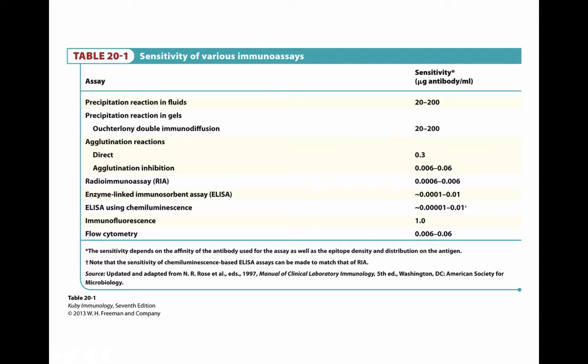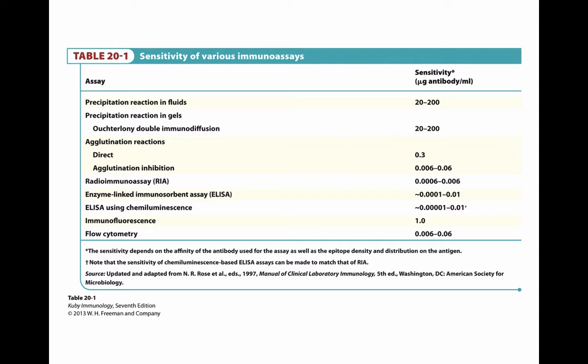Precipitation reactions in gels, you can do what's called the Ochterlony test, and it's a double immunodiffusion so that you get that smiley face, clear zone, cloudy zone in agar media. There's other direct agglutination reactions, and they can be much more sensitive, especially in small volumes. Probably the most sensitive is the radioimmunoassays, and you use that to test for specific antigens in the bloodstream.